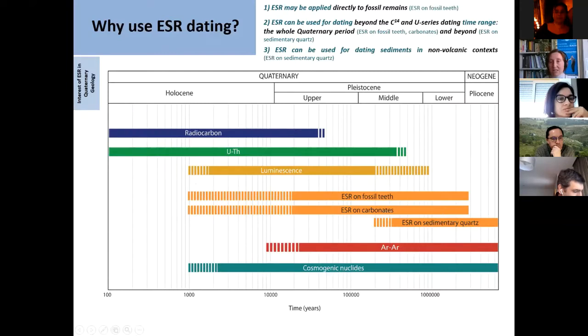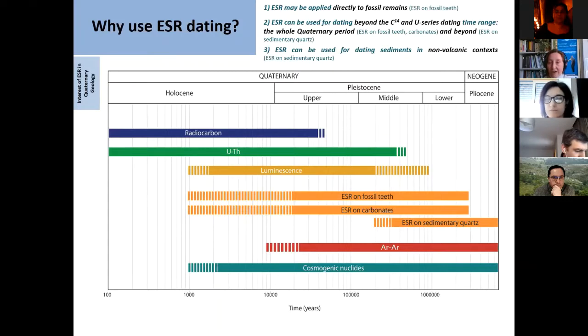So we all know that in the Quaternary, we can use many different dating methods. So why use ESR dating and not another method? The choice of the dating method depends on the presence or absence of suitable materials for this objective, which is closely related to the geological context and the presumed age of the site. The main advantage of ESR dating is that this is one of the very few dating methods that may be applied to fossil remains beyond the radiocarbon and the uranium series dating time range.